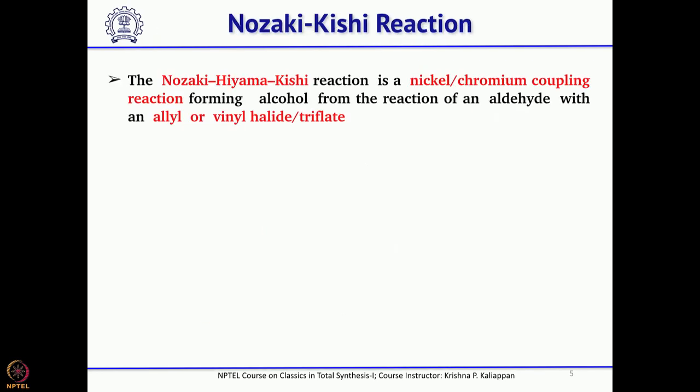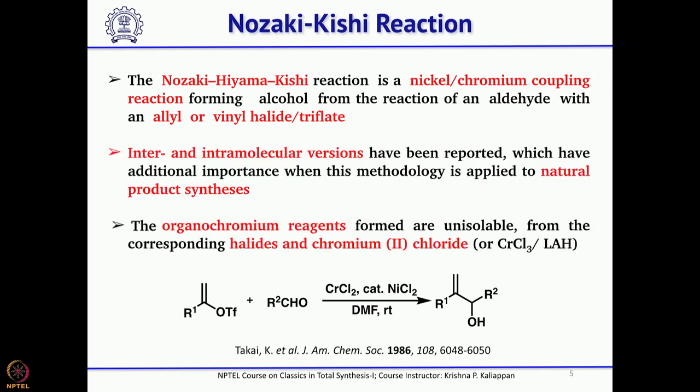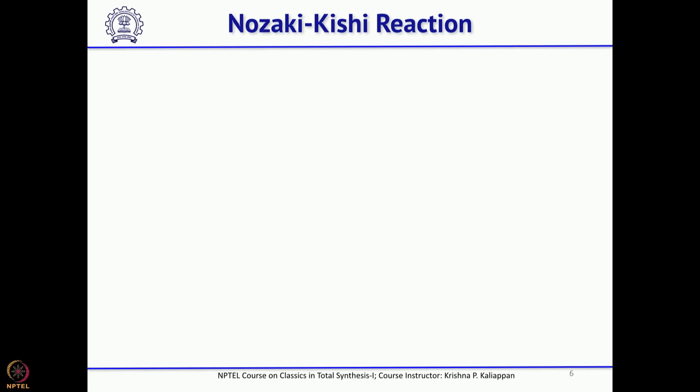As I said, there are two key reactions which he has used. At least I will talk about one key reaction, that is the Nozaki-Hiyama-Kishi reaction. It is nothing but if you have a vinyl triflate or vinyl halide, and this on treatment with aldehydes in the presence of chromous chloride, you will get an allylic alcohol. This reaction can be done intermolecularly as well as intramolecularly. Basically, if you want an allylic alcohol, this is one of the very important transformations.